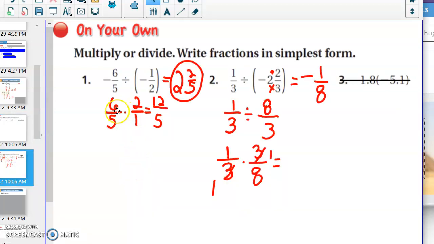To check 1 and 2, you should get positive 2 2/5 for number 1 because it has same signs, positive answer. I had to multiply by the reciprocal, nothing I could cross cancel, and then I simplified 12/5 to be 2 2/5. This one I had to rewrite as an improper fraction. Then I multiplied by the reciprocal. I was able to cross cancel the 3's, and that gave me 1/8, but this one has different signs, so it has to be negative.